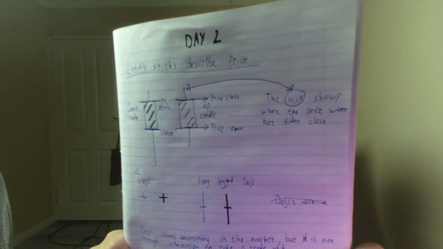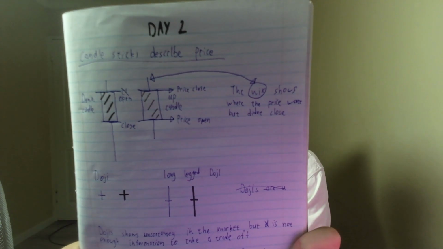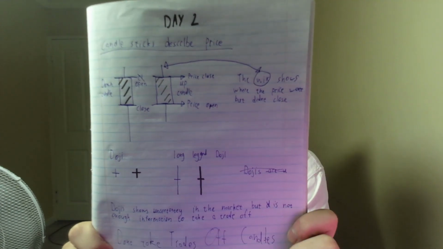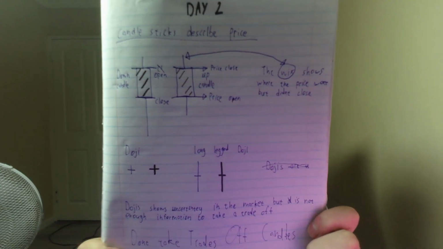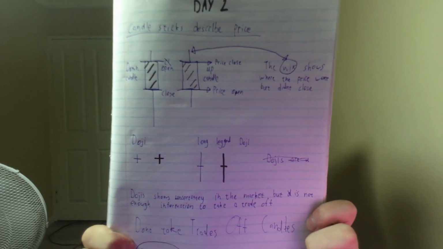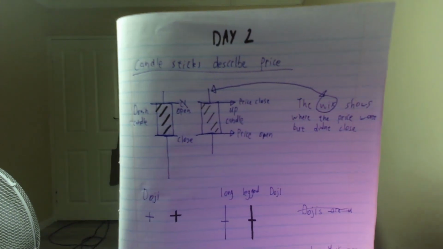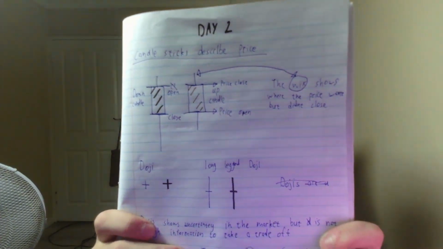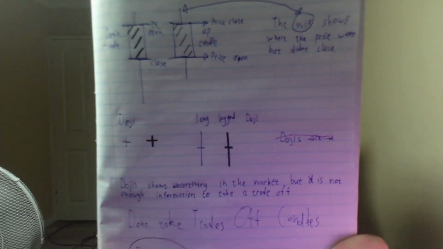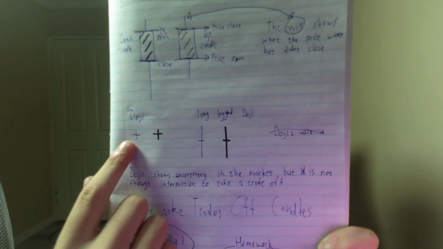So day 2. Candlesticks describe price. Correct. And then we have a little diagram there, because I'm a visual learner. You can see what I've done here is I made a line from the wicks to the word wicks, so that you know what I mean. The wick shows where the price went but didn't close. Now, I got that. That's calm. And then we got doji, little diagram there. Looks like a plus sign.